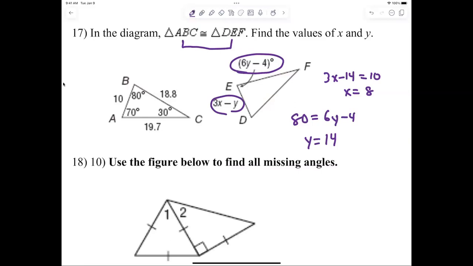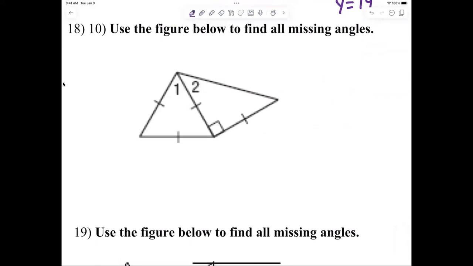I said ED corresponds to AB. See how I did that? For the first part, I looked at the angle 6y minus 4. 6y minus 4 is angle E. So I looked at my corresponding parts, I said E corresponds to B. That's how you should do it. Don't look at the figure. The figure can deceive you. All right, so here we go.